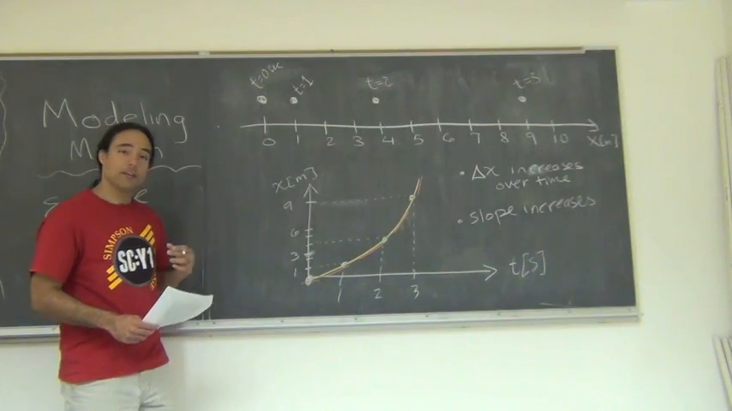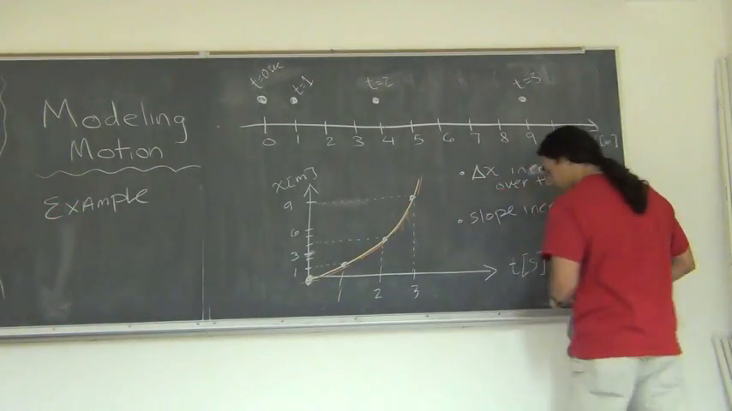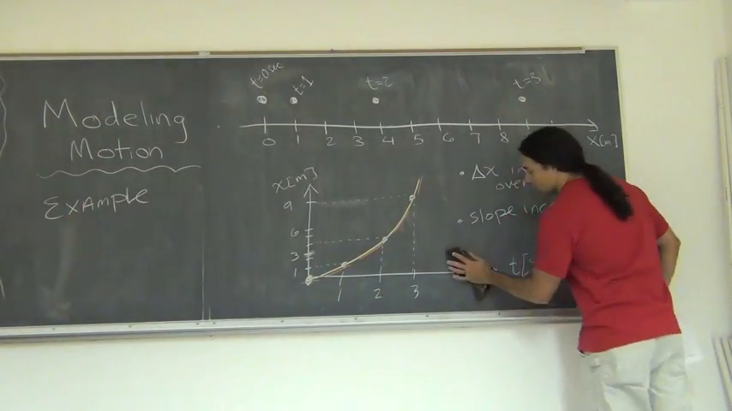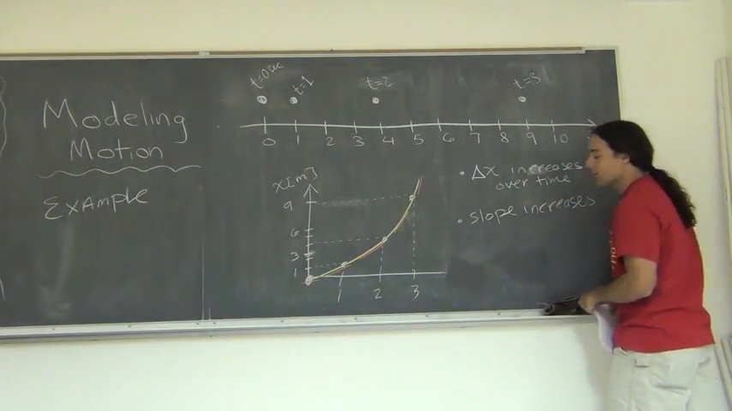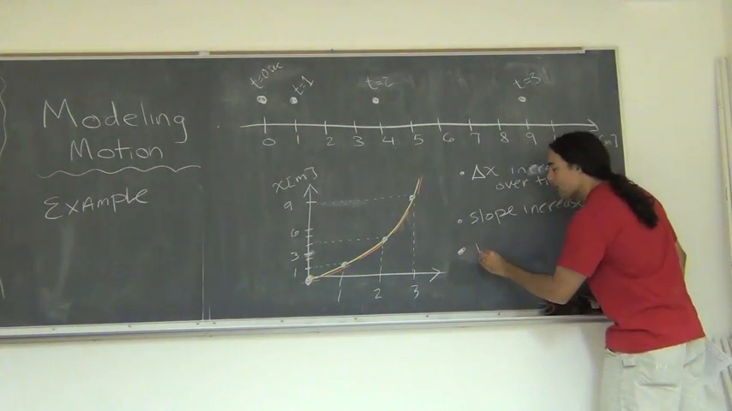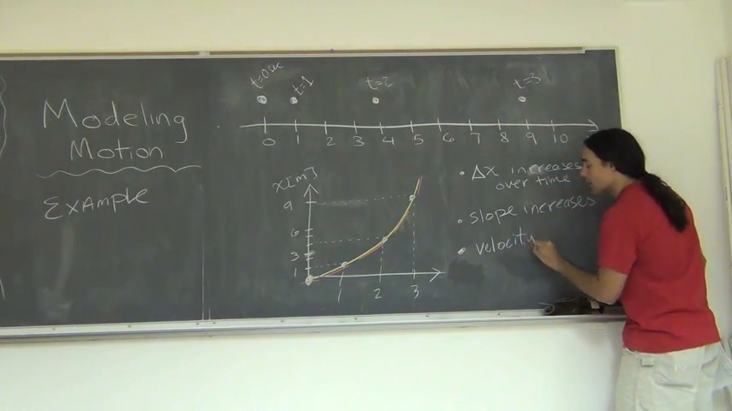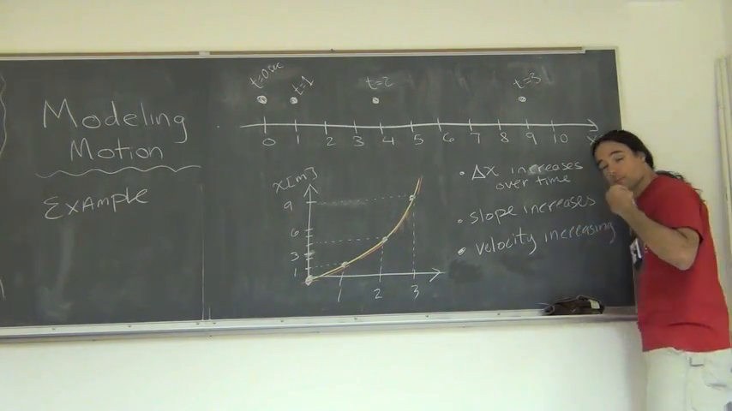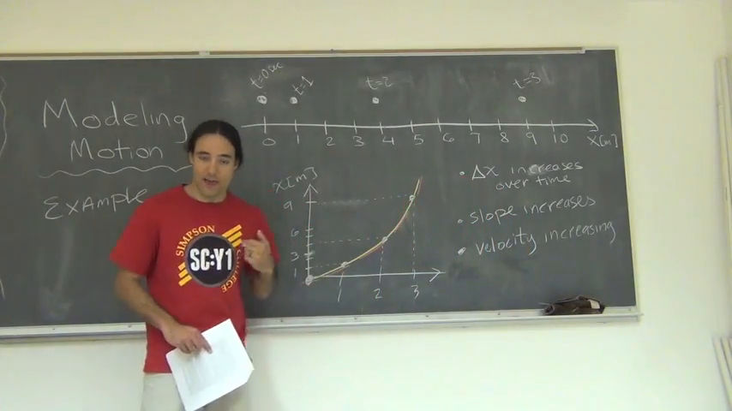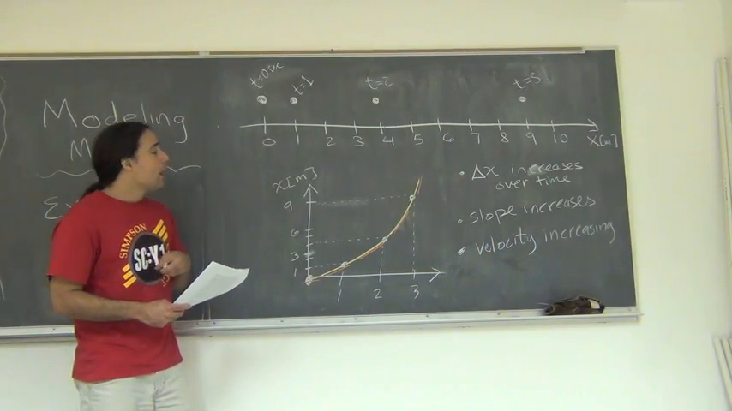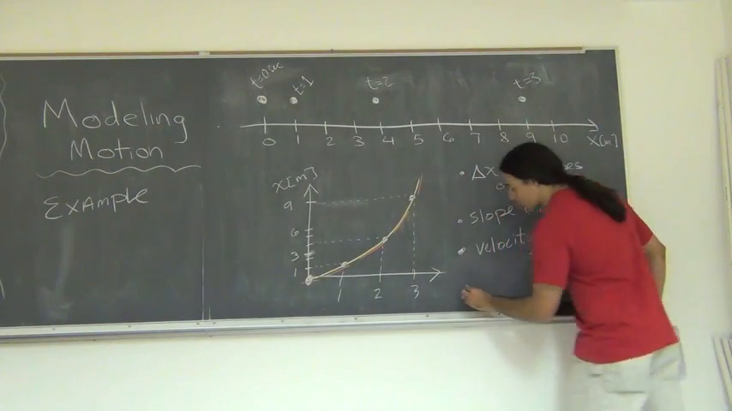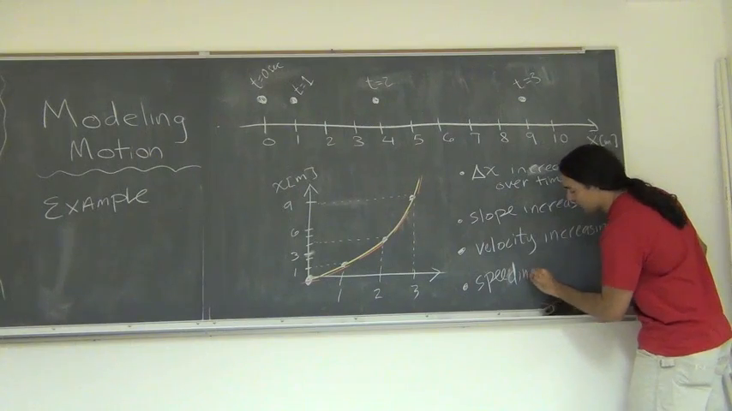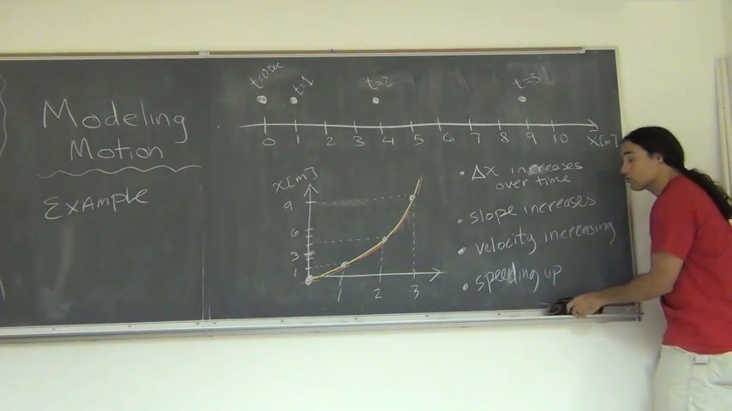If my slope is getting steeper and steeper, that means my velocity is also increasing. So I am not moving at a constant speed. I am going faster and faster and faster. Henceforth, we could say that we are speeding up as my velocity is changing.